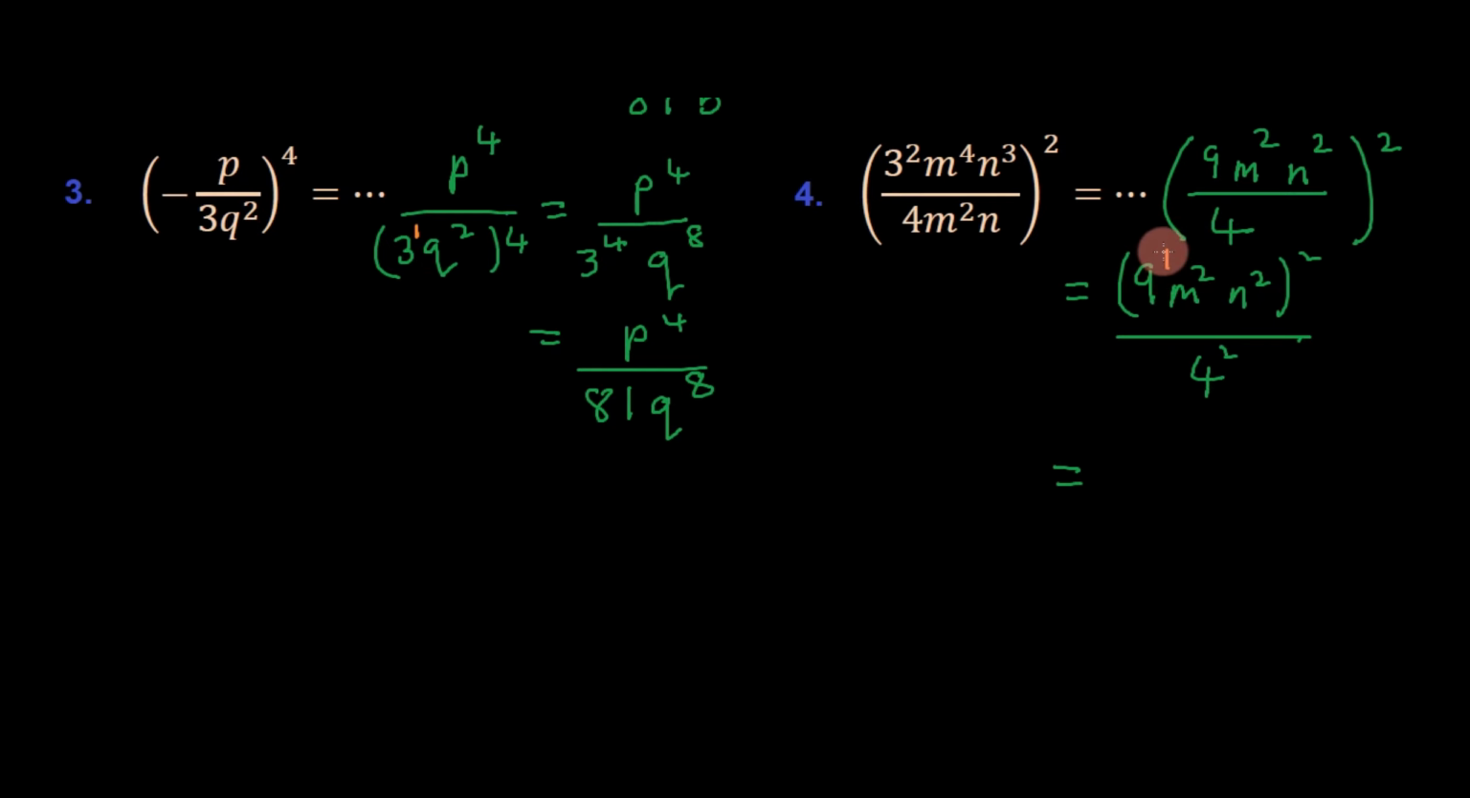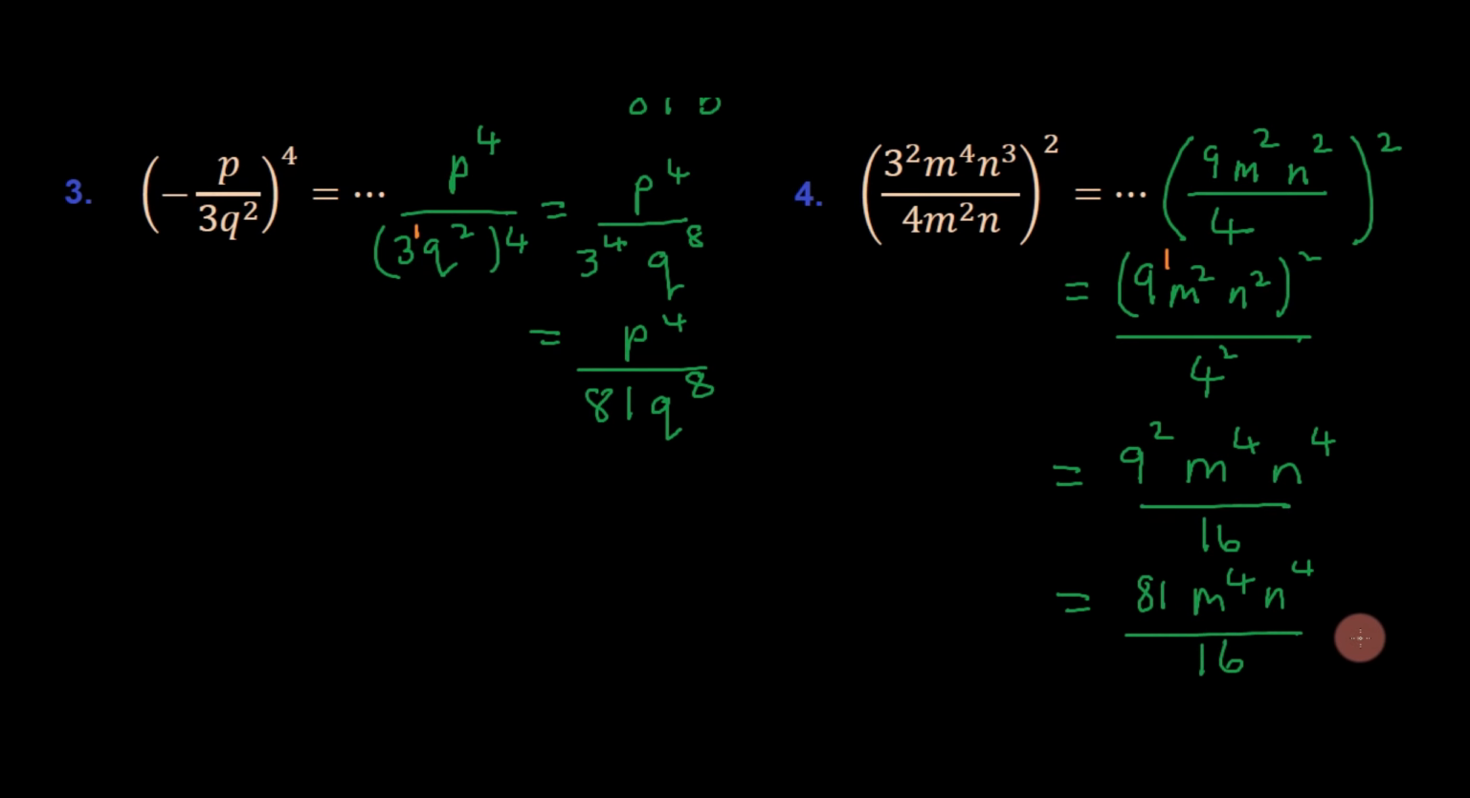This is 9 to the power 1. So we get 9 squared, m to the 4, n to the 4. 4 squared is 16. And 9 squared is 81. So we have 81 m to the 4, n to the 4, all over 16.